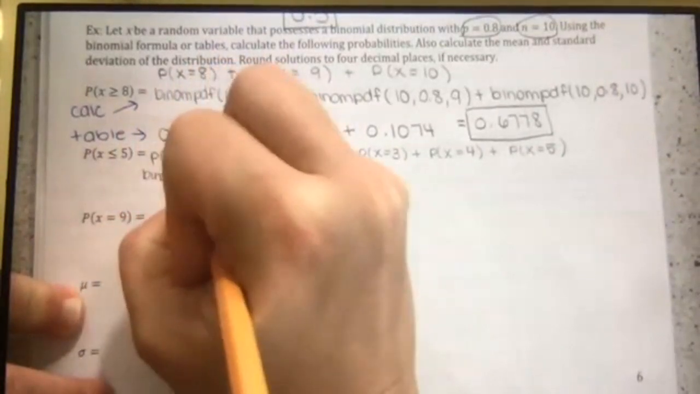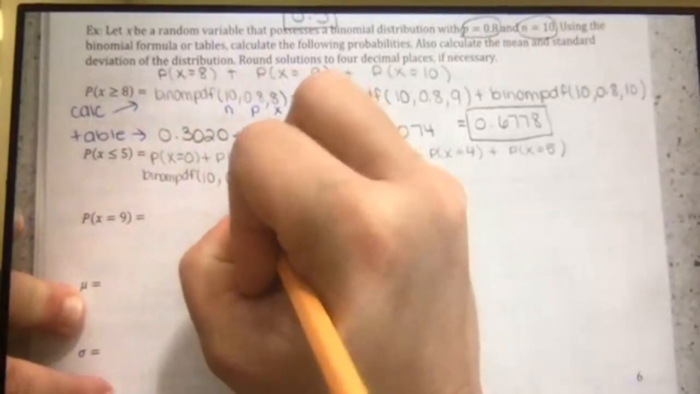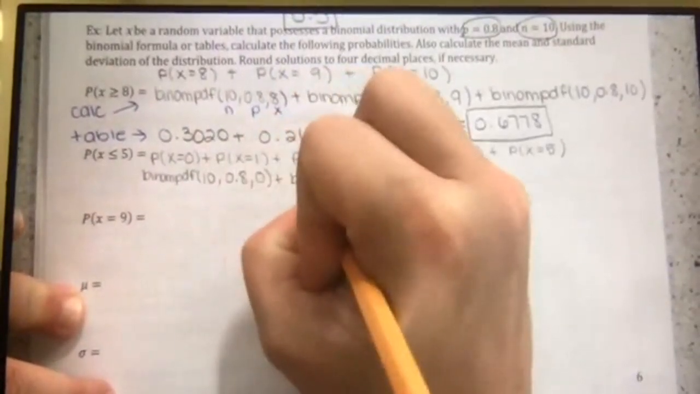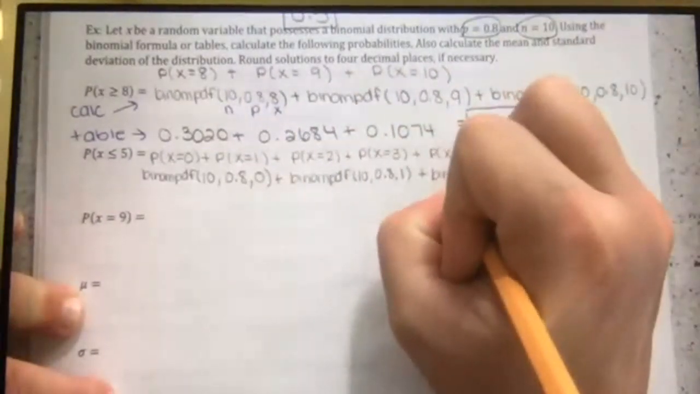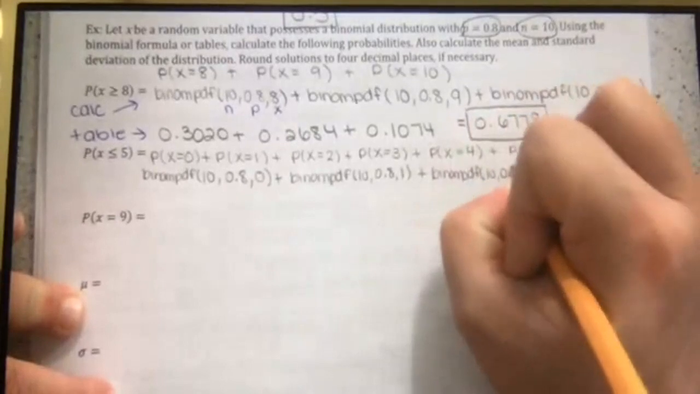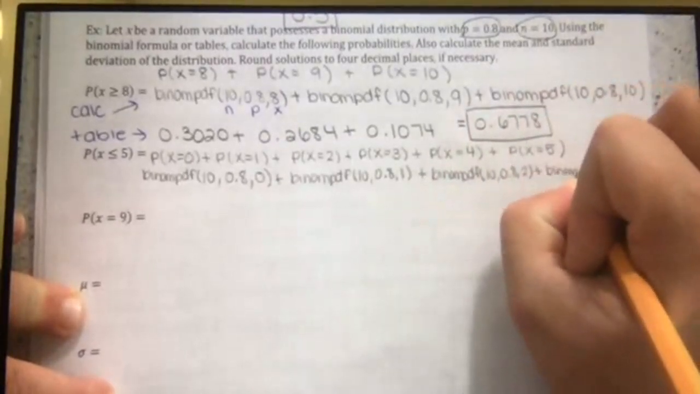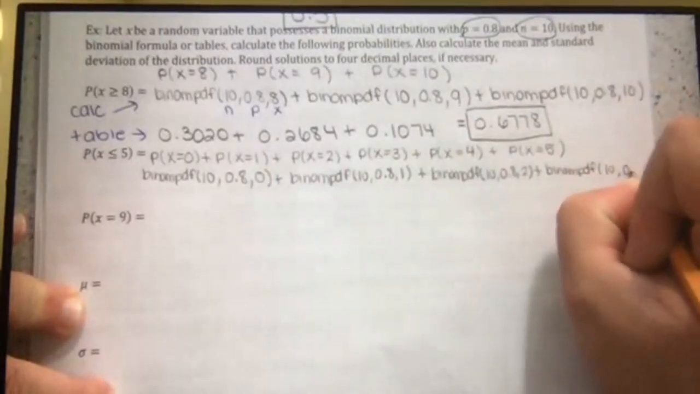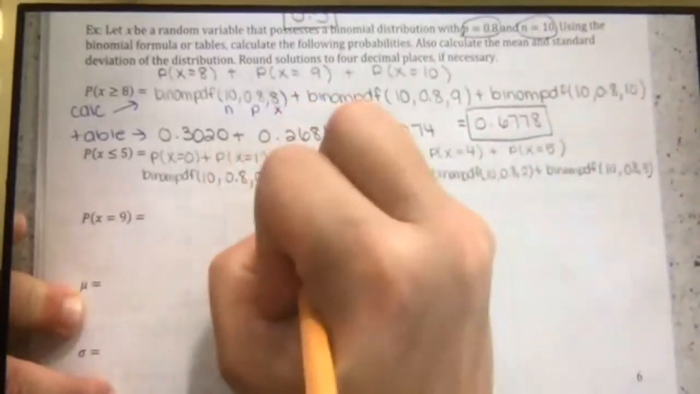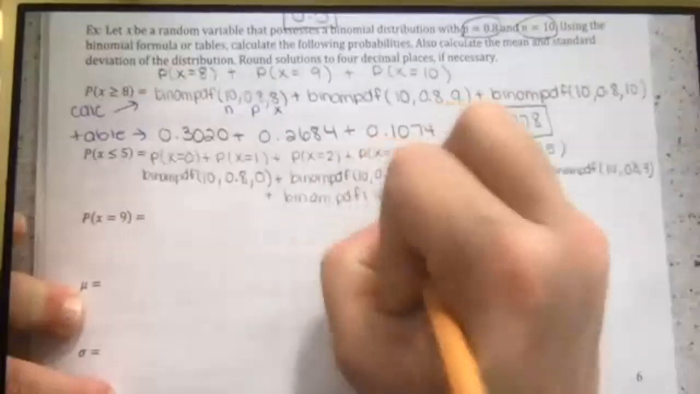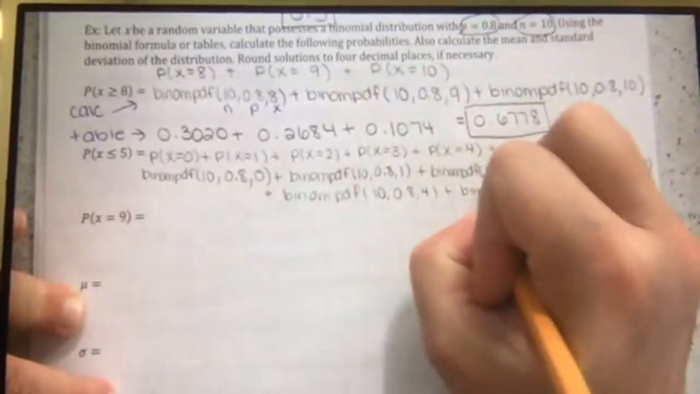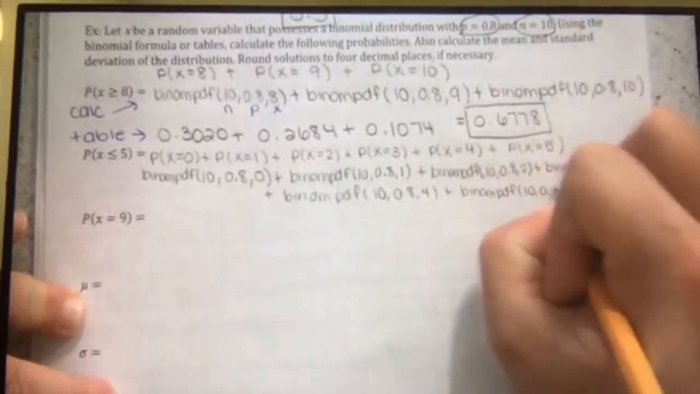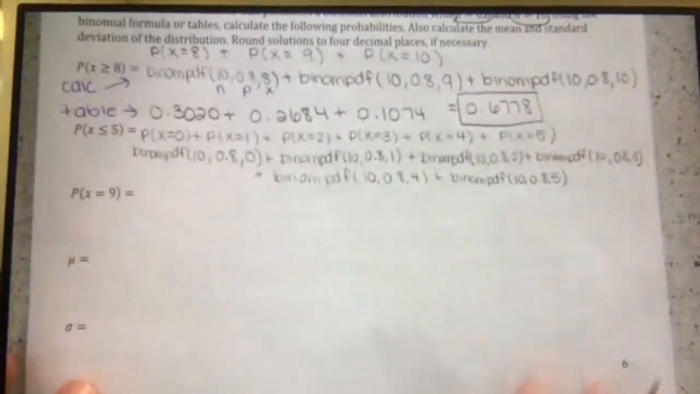So we can do the same way in our calculator. So binom PDF, 10 is our n value, 0.8 is our p value when x is 0, plus when x is 1, binom PDF 10, 0.8 when x is 1, plus binom PDF 10, 0.8 when x is 2, plus binom PDF 10, 0.8 when x is 3, plus binom PDF 10, 0.8 when x is 4, plus binom PDF 10, 0.8 when x is 5. So not hard, just tedious.